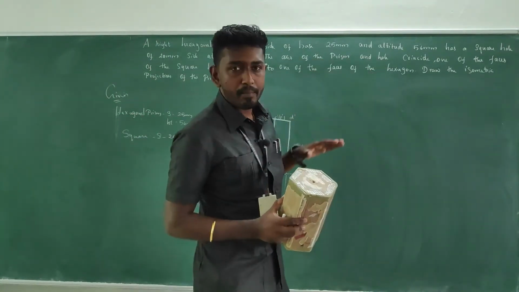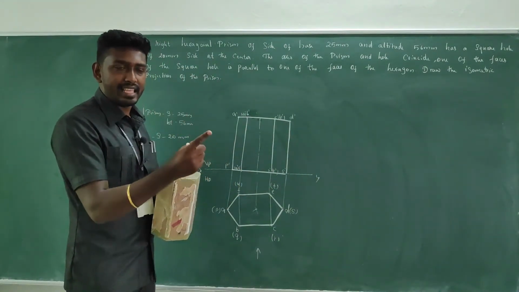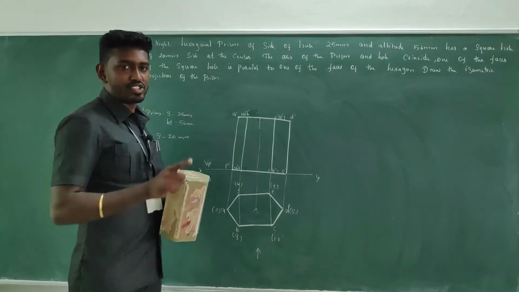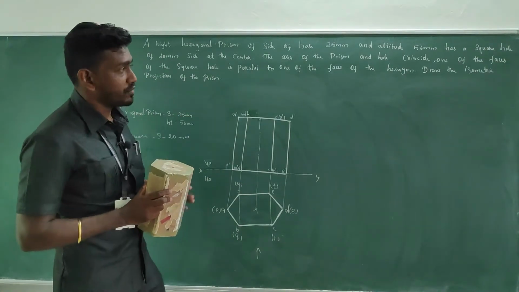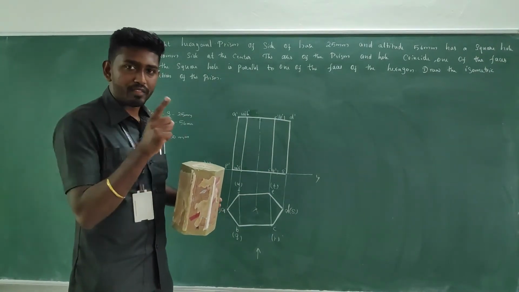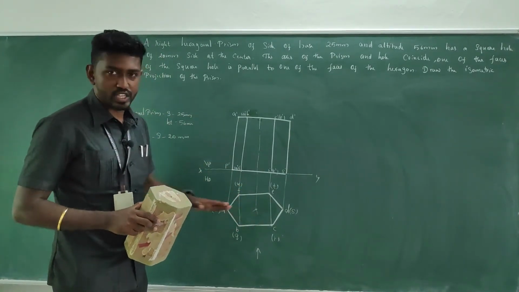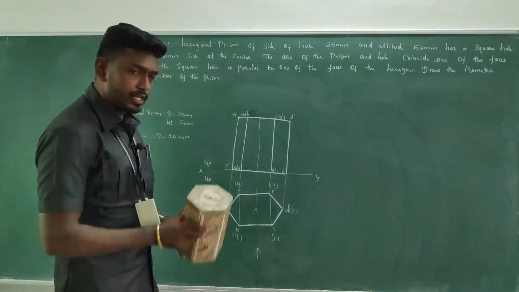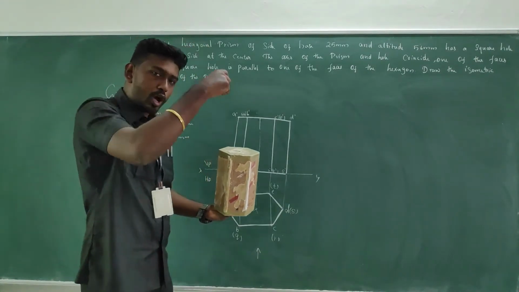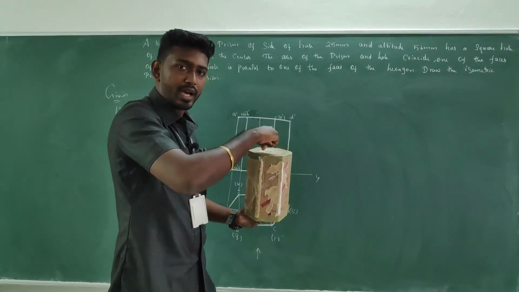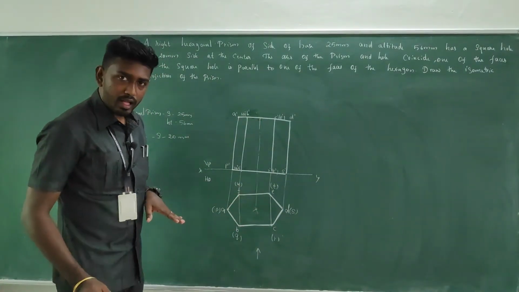The axis of the prism and the hole coincide. For both the prism and the square, the axis is the same. And one of the faces of the square hole is parallel to one of the faces of the hexagon. When you are drilling it, one of the faces should be parallel with one of the faces of the hexagon. So if you look from the top, the true shape of the square can be seen. So in the top view, we can place the square.